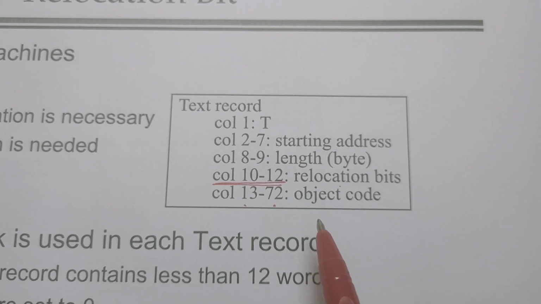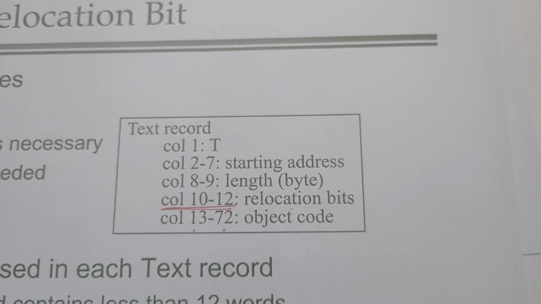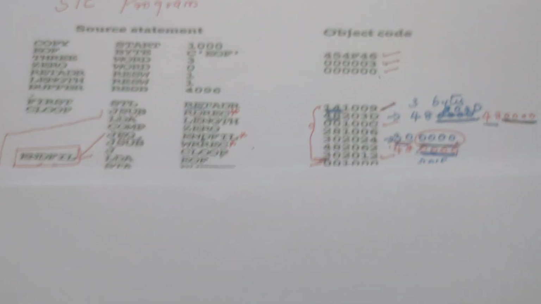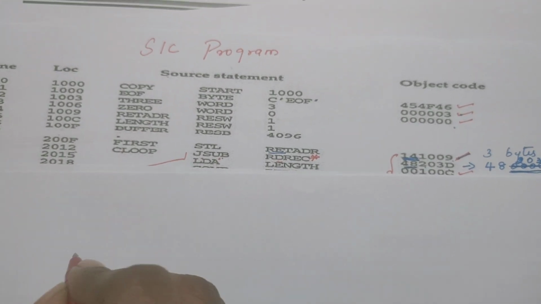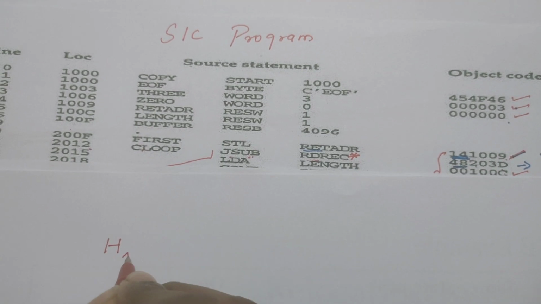Okay, now for an SIC program, I'll just show how to write the text record as well as a relocation bit. This is the SIC program, isn't it? How to write the object file for this? As usual, first we need to write the header record.